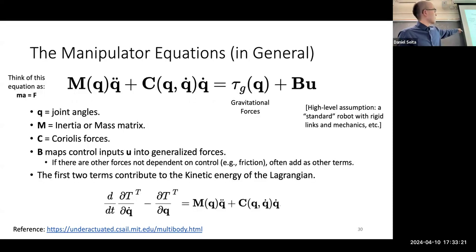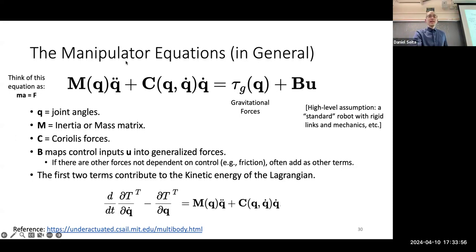Now, building upon that, this equation here describes what are the manipulator equations. So for any general robot system, you can write out your manipulator equation in a very systematic way. Now you have to pick values of C and B and so on, but you can find values of those that you can put into this equation.